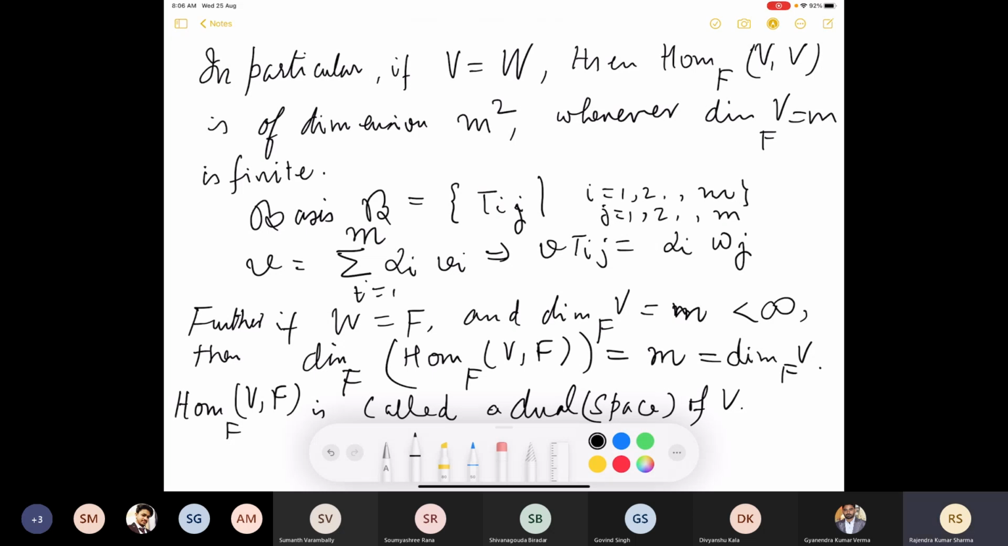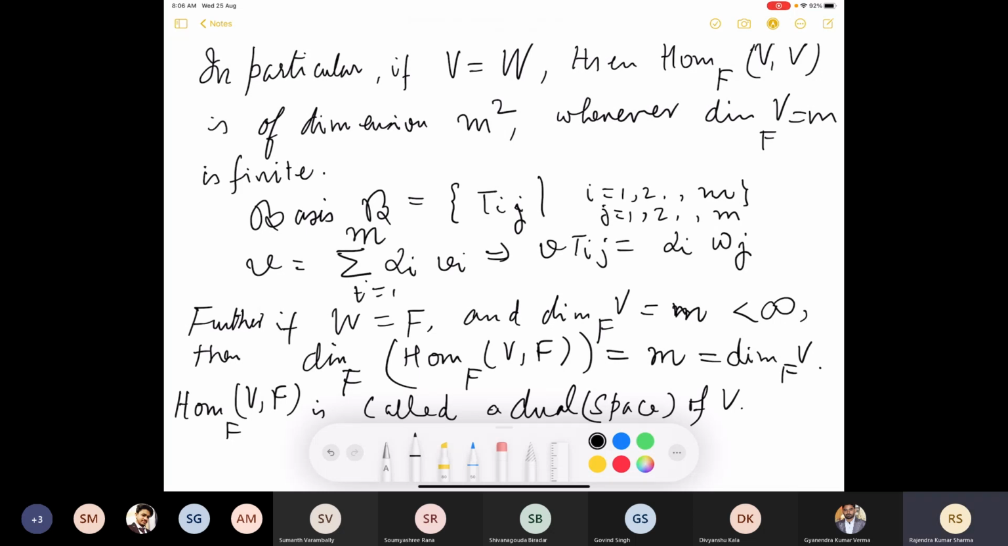So recall the particular case when V and W are the same. In that case, Hom(V, V) is also finite dimensional if V is finite dimensional, and the dimension of Hom(V, V) will be m squared if the dimension of V over F is m.